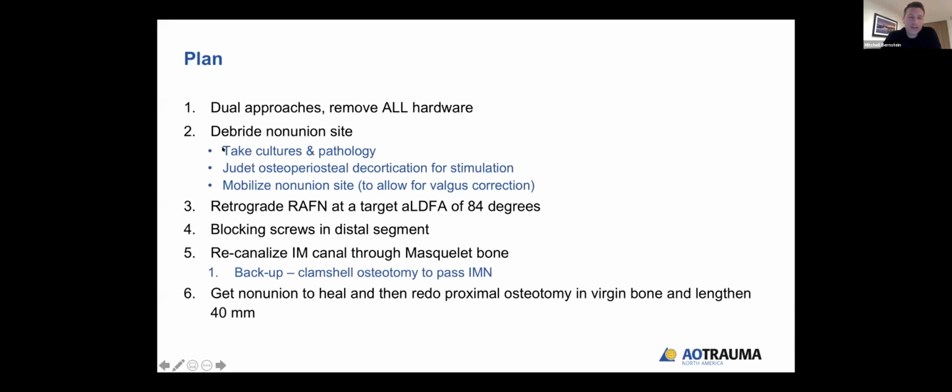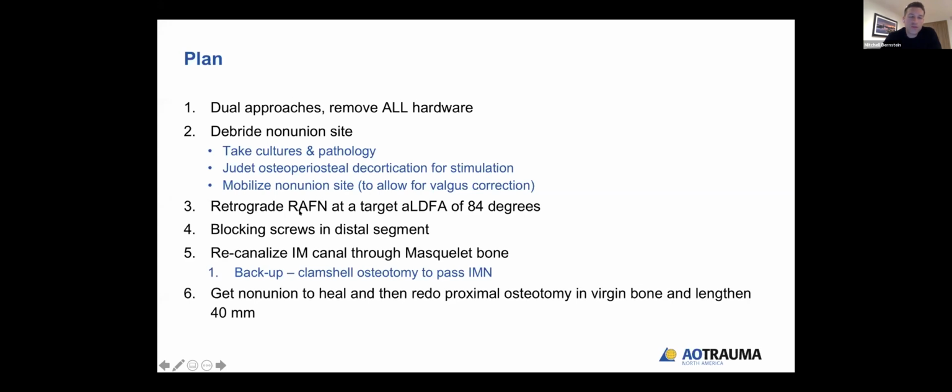So in this case, I wanted to physically get in the non-union site. I wanted to debride it for a biologic stimulation, but also to obtain cultures and pathology. In addition, because the valgus correction would occur through the non-union site, I needed to mobilize it. We're going to use a retrograde nail.